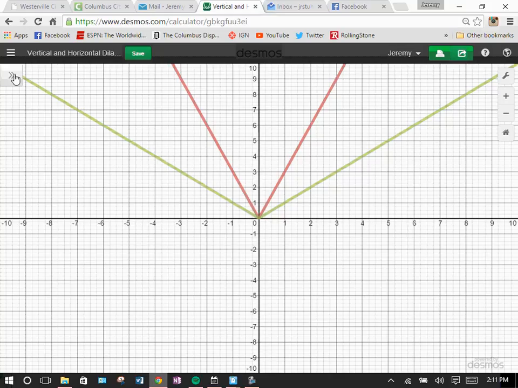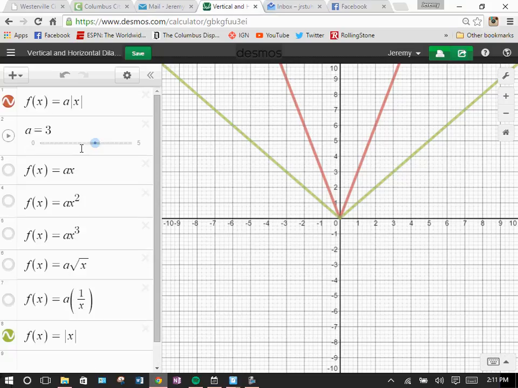What's the relationship right there? This a value, so it's f of x equals 3 times the absolute value of x. What's happening to all the y values? They're going up what? It's being stretched out. They're being multiplied by a factor of 3. So 1 goes to 3, 2 goes to 6, 3 goes to 9, 4 would go to 12, 5 would go to 15. All right, so all the y values, everything's being stretched vertically.